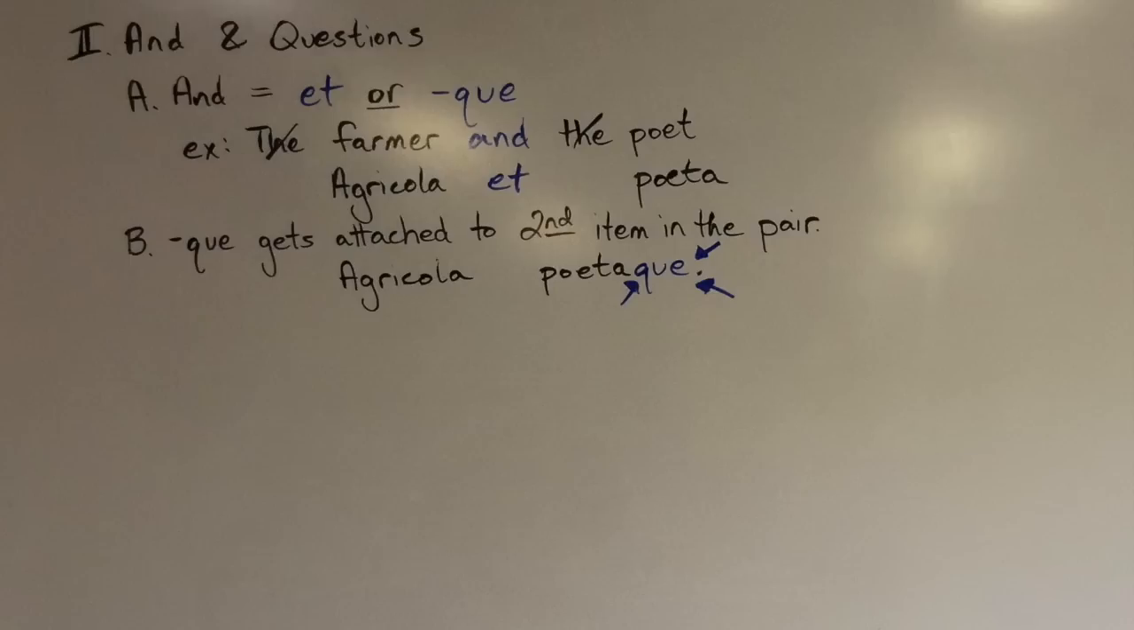And that's it for the word "and." Let's move on to questions. We have two basic question words that we're learning this chapter, "quid" and "ubi." These will be used fairly similarly to how we use them in English. They'll start the question, and then we'll have the rest of the sentence afterwards.